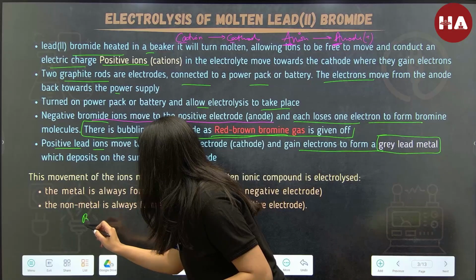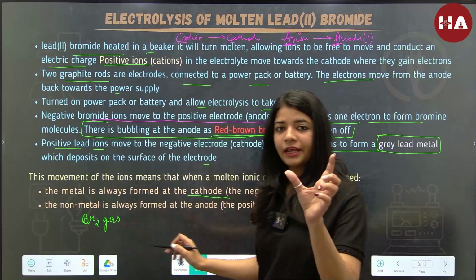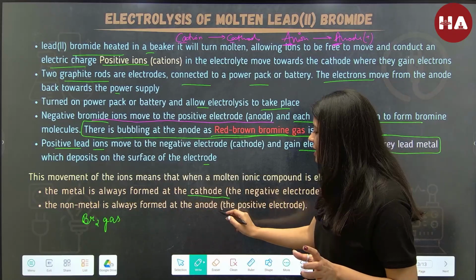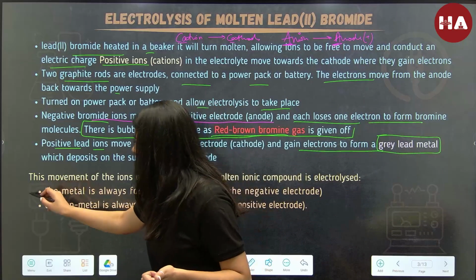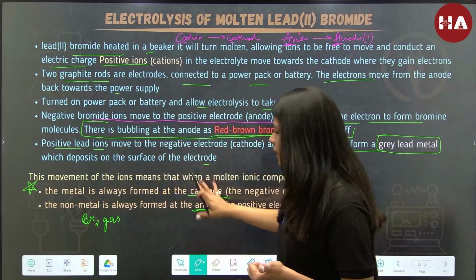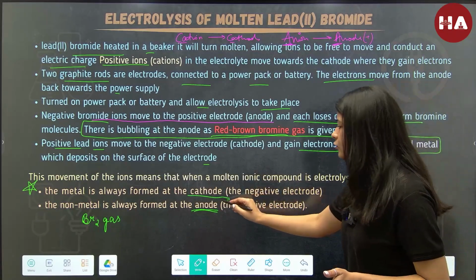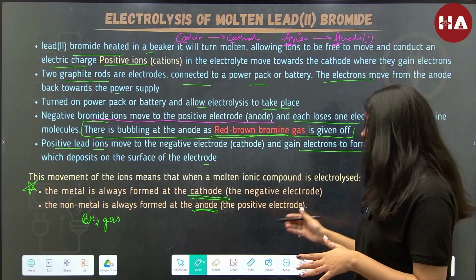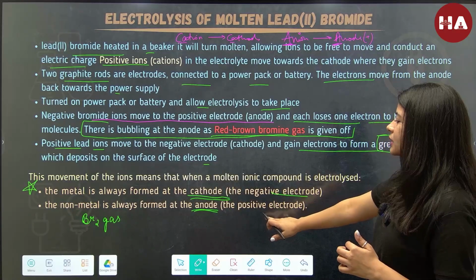Okay, let me write here. Bromine gas is the non-metal in this particular electrolysis. Here it will always be formed at the anode. So this you should remember. I'm marking a star over here so that you can write it. This is important: the metal will always be formed at the cathode, which is the negative electrode, and the non-metal is always formed at the anode.